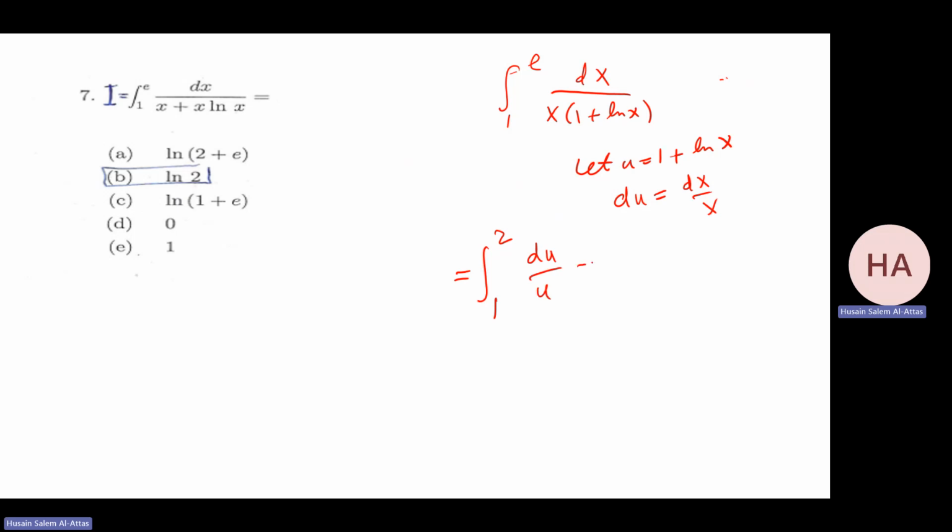Du over u. Actually, this one should be in 5.7. That's okay. We'll do it here. That will be ln absolute value of u from 1 to 2. That will be ln 2 minus ln 1, which is ln 2. Well, ln 1 is 0. I can move this one to 5.7.